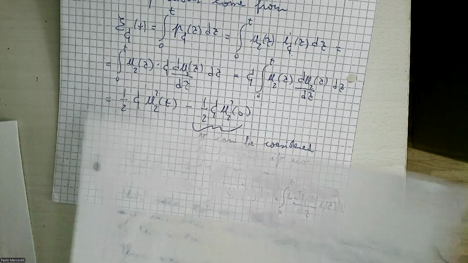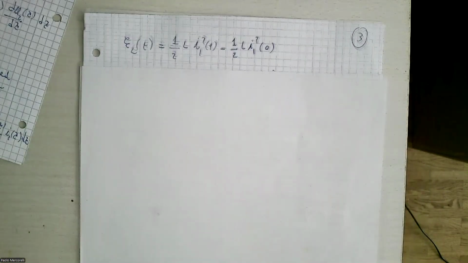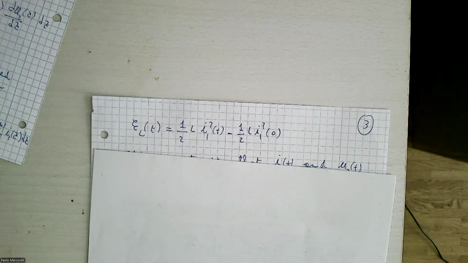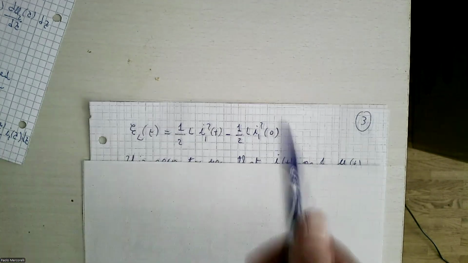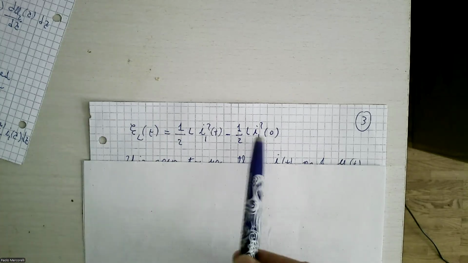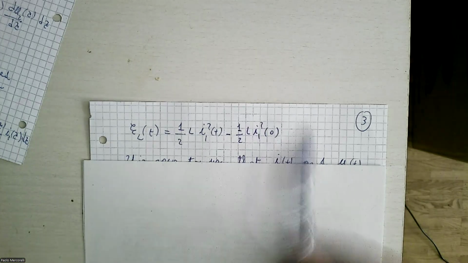We say that the calculations are dual because this is enough to replace C with L and the U2 with I1. And you look, we have the same expression. Of course, here, assuming that I1 squared at time 0 is 0, this is not there.